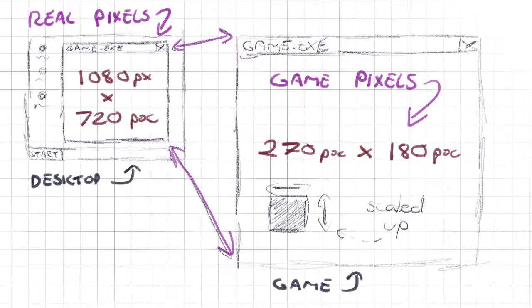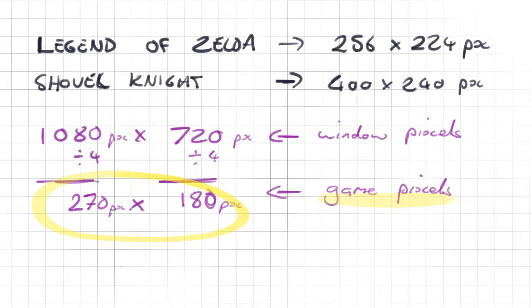So where do those numbers come from? Well, let's take a look at the next diagram, or scribblings. We can see here that the Legend of Zelda on the NES, the original Zelda, ran at about 256 by 224 pixels. I think the NES actually did 256 by 240 pixels, and Zelda just had some lines at the side. Shovel Knight, which is a newer pixel art game, runs at about 400 by 240 pixels. So that's really what we're aiming for, that kind of resolution.